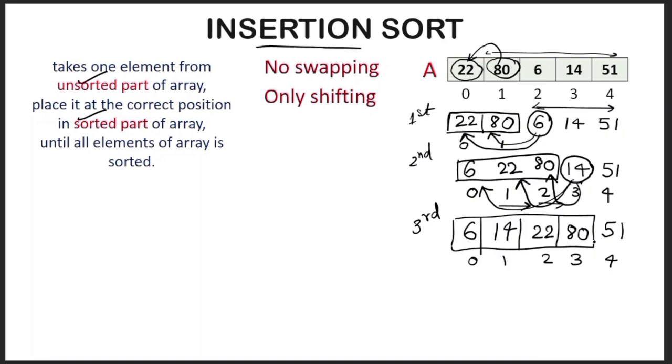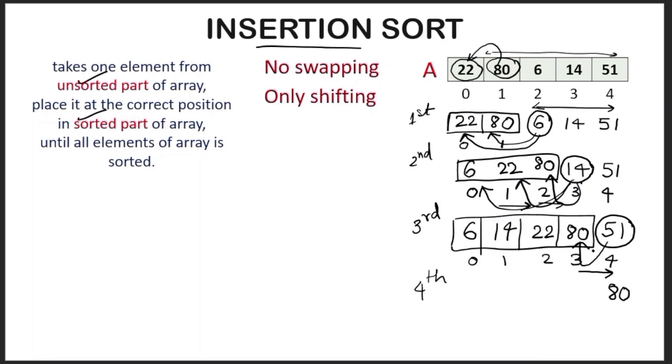Now again we will repeat the same thing for the fourth pass. We take the unsorted element 51 from the unsorted part of the array and compare it with the sorted part, that is with 80. Is 51 smaller than 80? Yes. If it is smaller, shift one place to the right. So 80 will shift one place to the right.